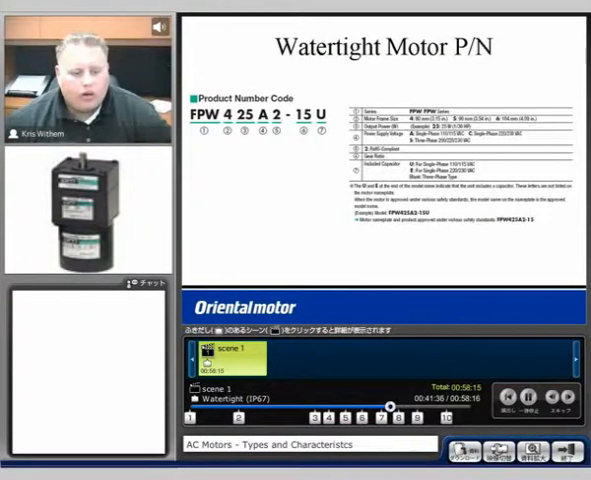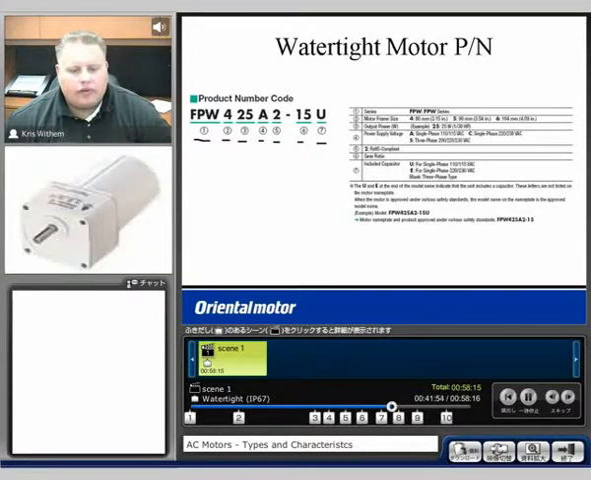FPW standing for the FPW series. Frame size, wattage, voltage, RoHS compliance, gear head, and capacitor. Please note that with the watertight series, the motor itself is able to handle different types of splashdown and everything like that. The actual connection does not, so we do offer a terminal or IP67 junction box that you can input the extension cable or anything like that through.